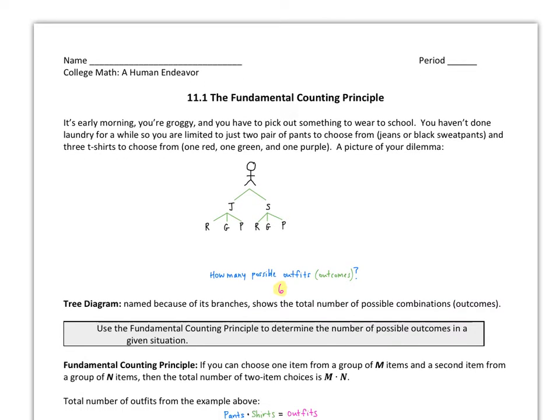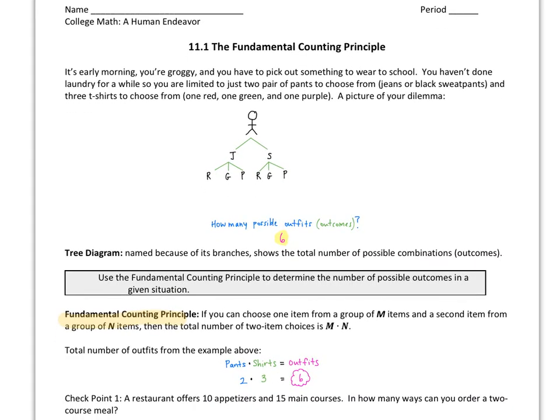So what is the fundamental counting principle? Well, the fundamental counting principle, if you can choose one item from a group of M items and a second item from a group of N items, then the total number of 2 item choices is M times N. So for instance, in our example here, we had pants and we had shirts. So I had 2 possible pants and 3 possible shirts. So by the fundamental counting principle, all I would have to do is multiply those options together, and I get the total number of outcomes, or in this case, 6 outfits.